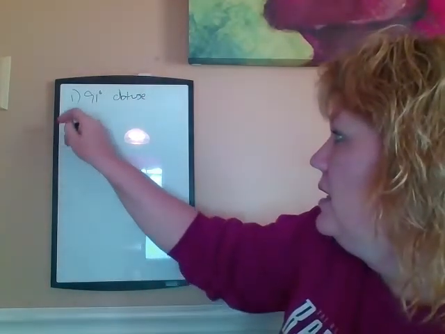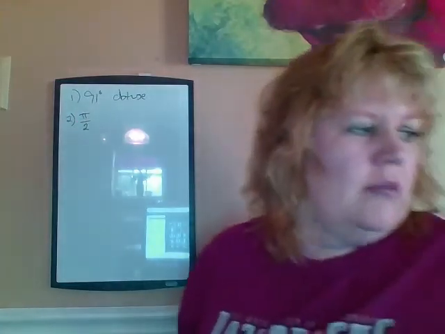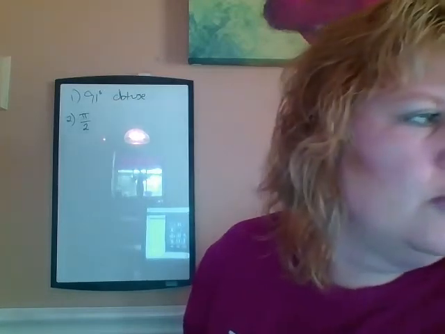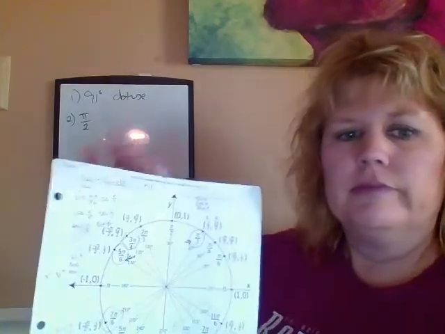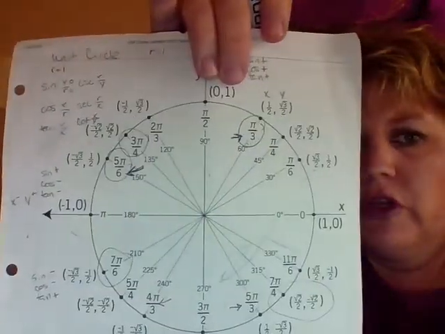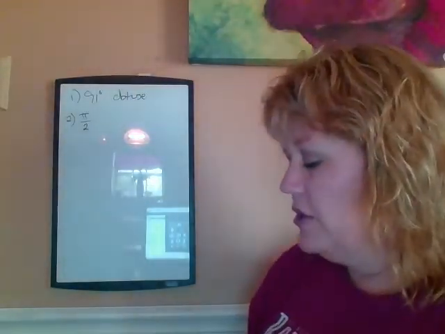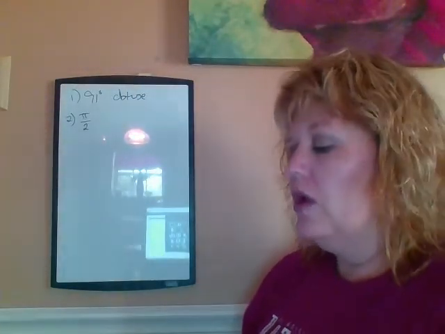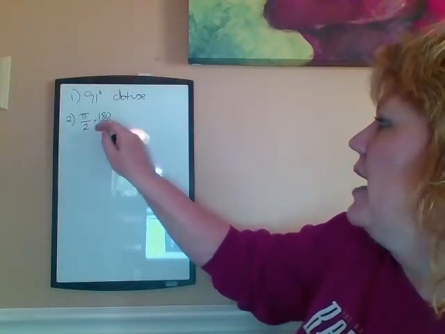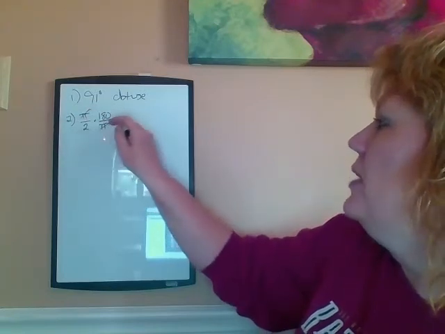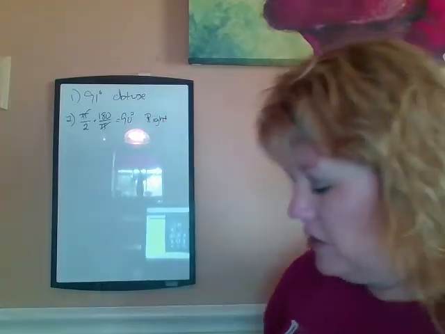The second one is pi over 2. You have two options here. One option is to use your unit circle. Pi over 2, you see right there, is 90 degrees. The other option is to change that to degrees, so you could multiply it by 180 over pi. When you do that, the pi's cancel. 180 over pi is 90. So this is a right angle.